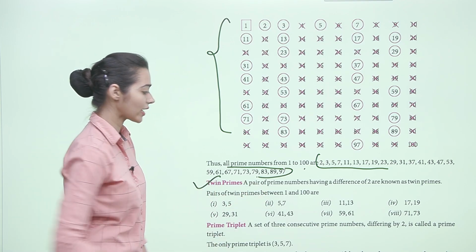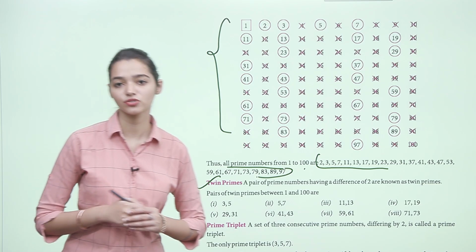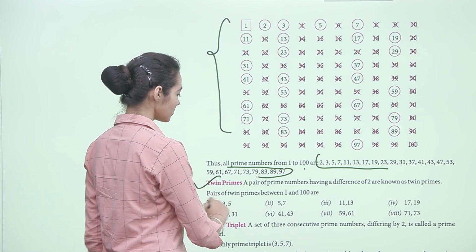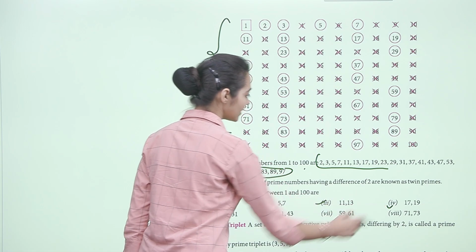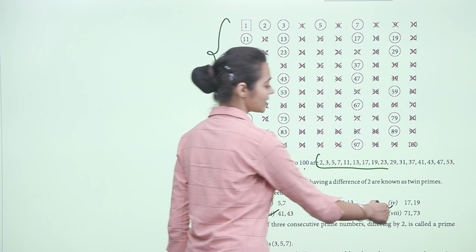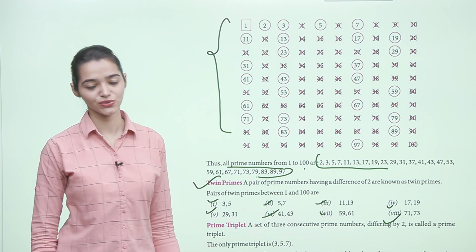Now let's look at the twin primes. A pair of prime numbers having a difference of 2 are known as twin prime numbers. So these are our pairs of twin primes: 3 and 5, 5 and 7, 11 and 13, 17 and 19, 29 and 31, 41 and 43, 59 and 61, and 71 and 73.